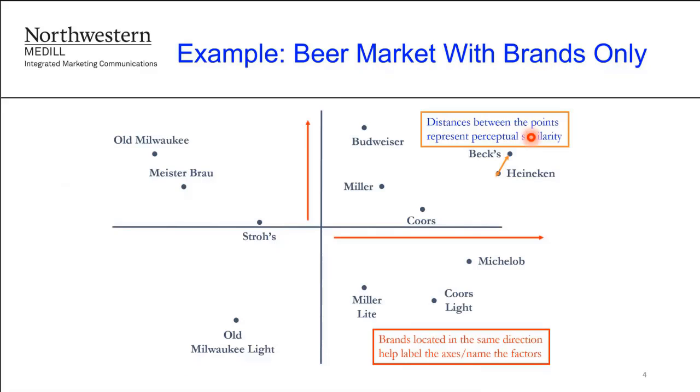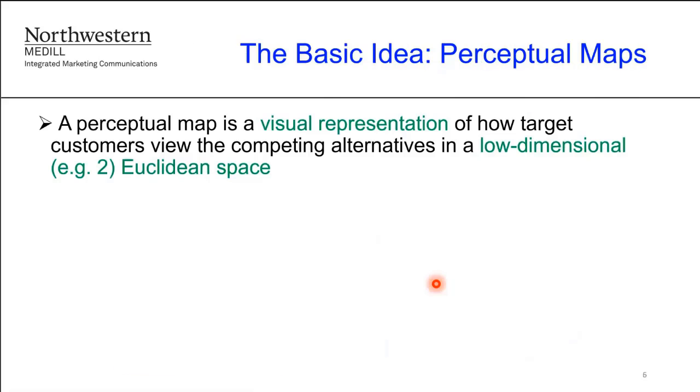Going back to this beer example, the data comes from consumers, so a consumer survey. This is the result based on their responses about these beer brands. So that's what this statement says: this is a visual representation of how target customers view the competing alternatives in this low-dimensional Euclidean space.